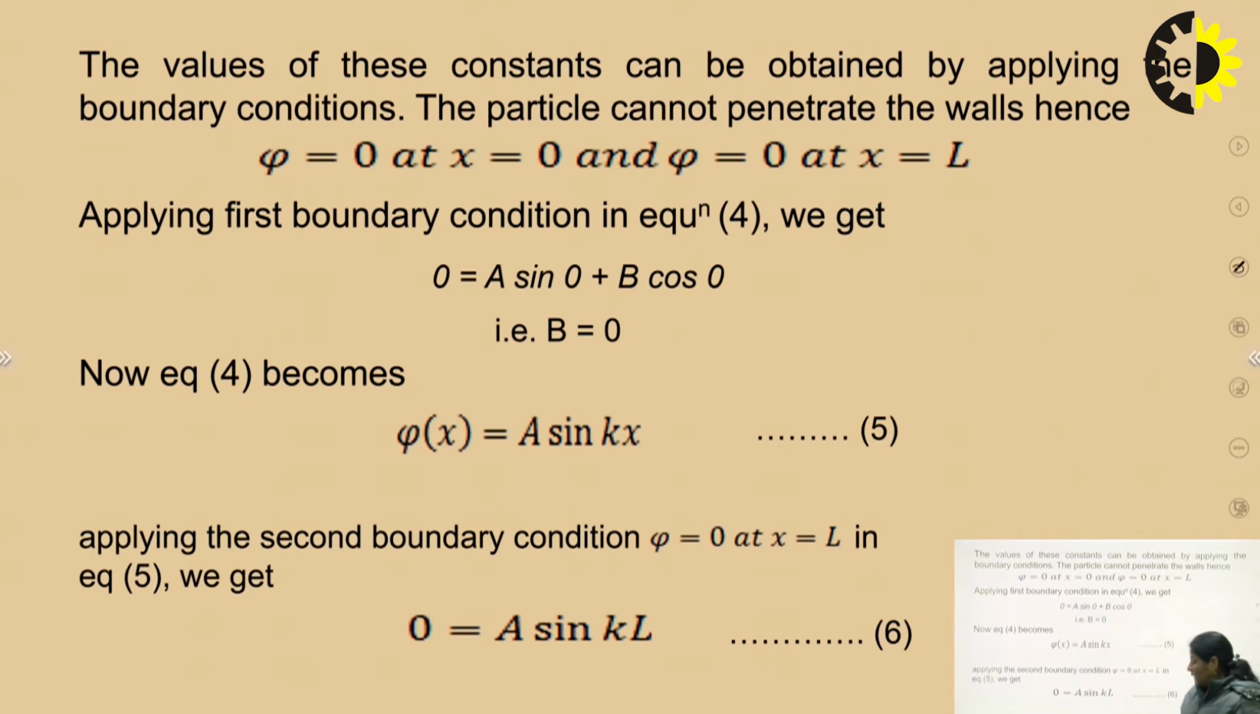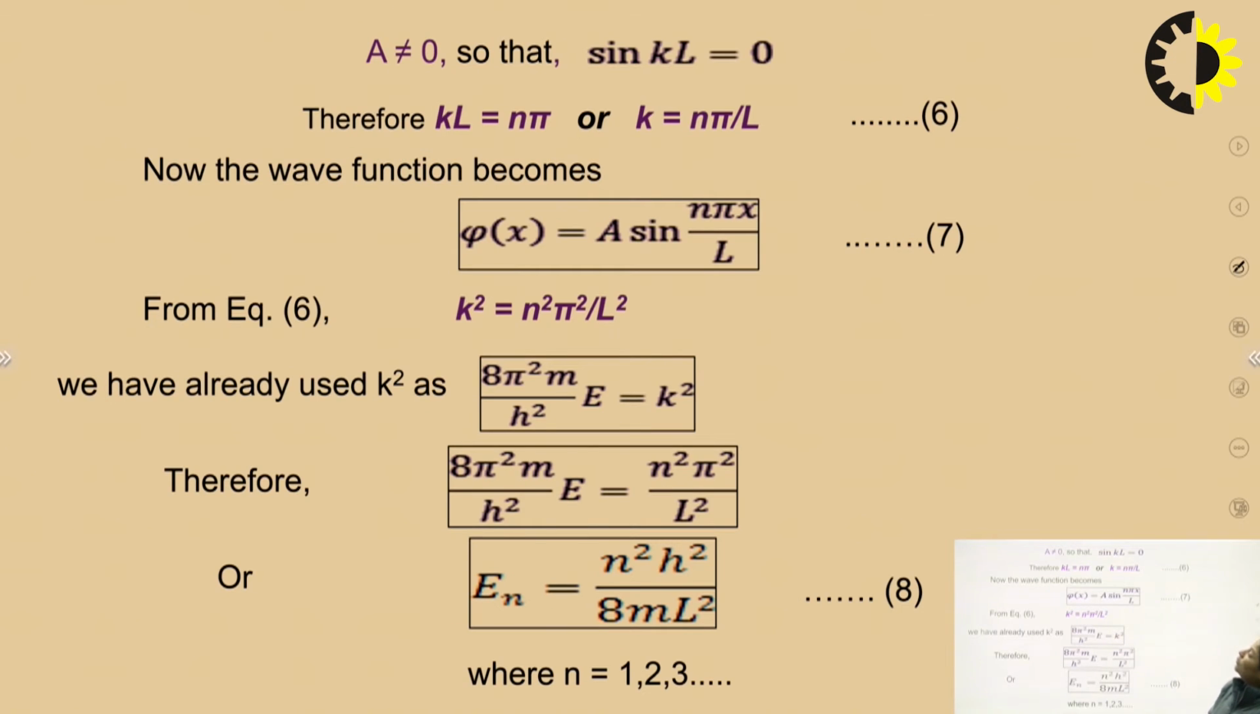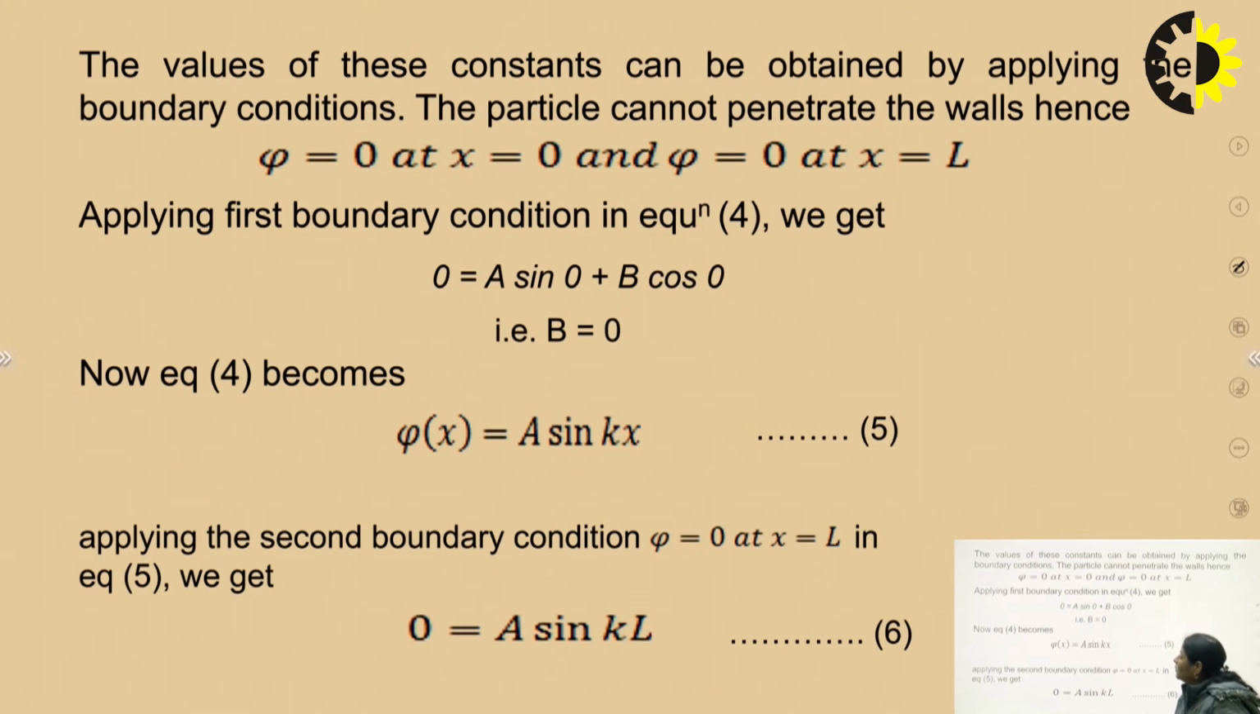Now we must understand that either A has to be 0 or sine KL has to be 0. Now let us see what is going to happen. A cannot be 0. Why cannot A be 0? Because once A becomes 0, look here, when A becomes 0, what happens to the wave function?